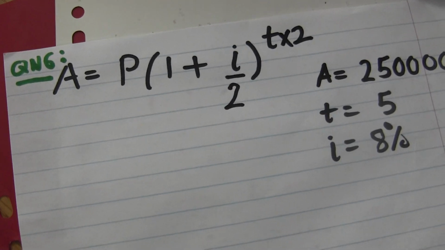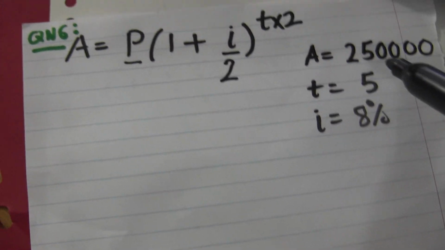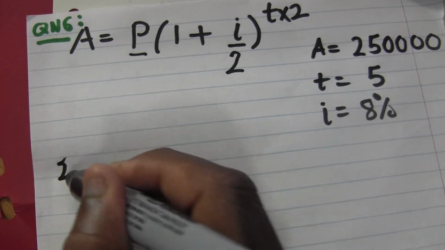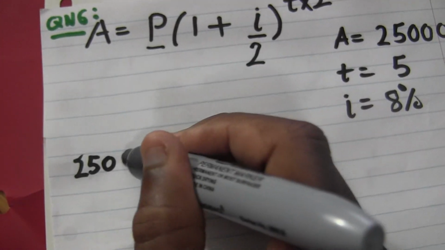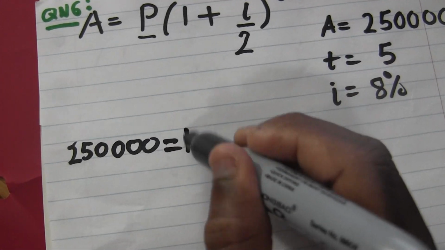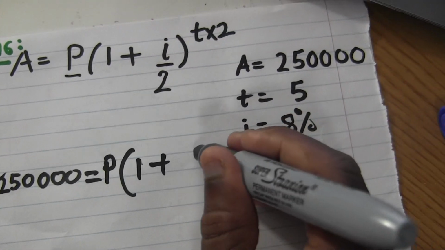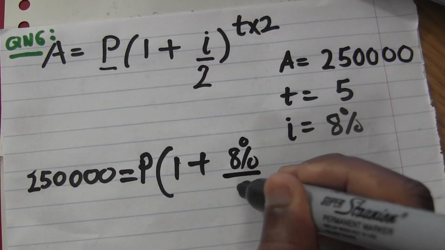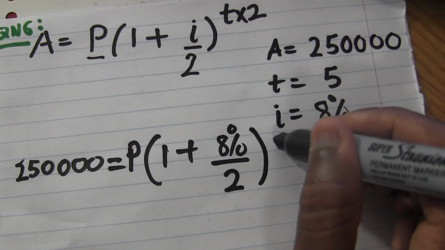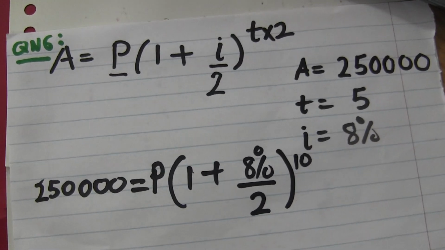Okay, so now what do they want us to find? They ask for the amount that you're going to deposit, meaning they're looking for the principal. So now I'm going to plug in everything I have. The amount that is going to be accumulated is 250,000. That's what we're going to get after the same period of time. How much you're going to put in, we don't know. 1 plus the interest rate, 8% divided by 2, and then time is 5 years, so you take 5 times 2 equals 10. So 10 right there.